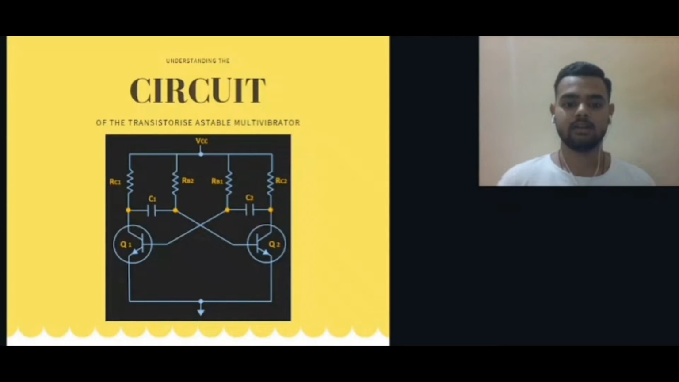So, in this circuit, we need to understand the components used in it. There are four resistors, two capacitors, and two transistors. First we will learn about the resistor. A resistor is a passive two-terminal electrical component that implements electrical resistance as a circuit element. In electronic circuits, resistors are used to reduce current flow and adjust signal levels, to divide voltages, bias active elements and terminate transmission lines, among other uses.